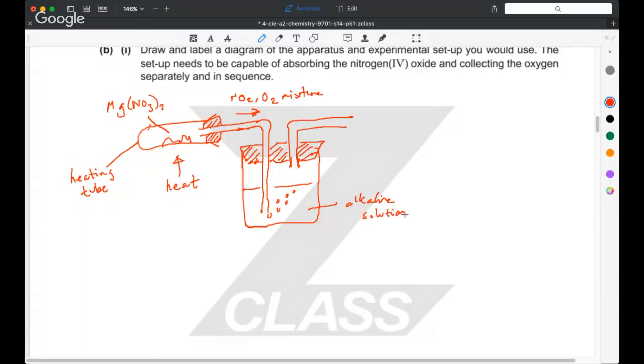And so as the gas bubbles through, you no longer have a mixture of gases because the nitrogen dioxide has been completely absorbed by the alkali. And so the only thing that's coming through this glass tube here is oxygen. So we've properly separated out those two gases, haven't we? We've absorbed the nitrogen dioxide. We've just got the oxygen gas traveling through this output tube here. It's just a gas. The easiest way to measure a gas is with a gas syringe.